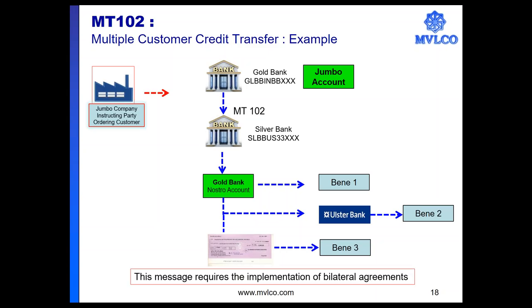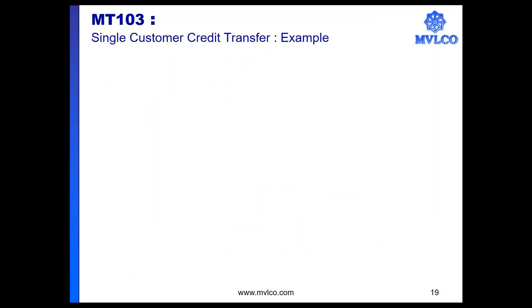I'm going to the next point now, which is understanding the MT103. And probably here is where we'll be spending a little more time in discussion. So let's look at the MT103, single customer credit transfer. Now, if you have understood MT102, it's quite simple to understand MT103. MT102 has multiple beneficiaries, like we had beneficiary 1, beneficiary 2, beneficiary 3.